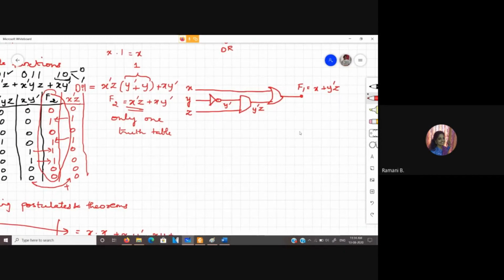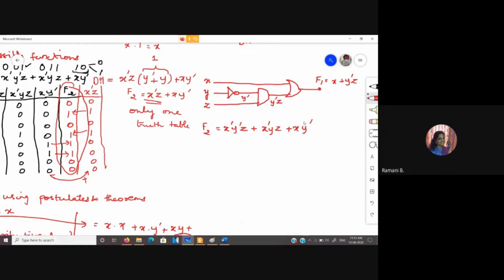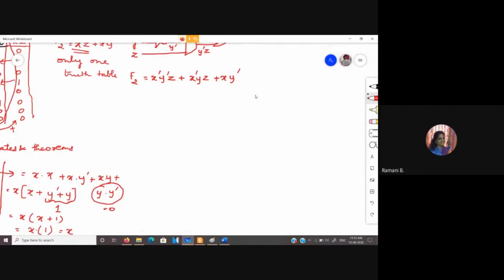Now considering the function f2 that we saw, let us see. The first expression for f2 we considered was f2 is equal to x bar y bar z plus x bar y z plus x y bar. With respect to this function, if I am going to implement it, we will be drawing the expression in different forms. I will show all those, just for simplicity.